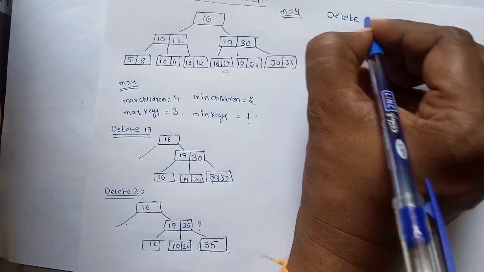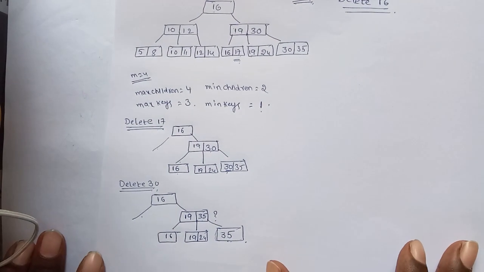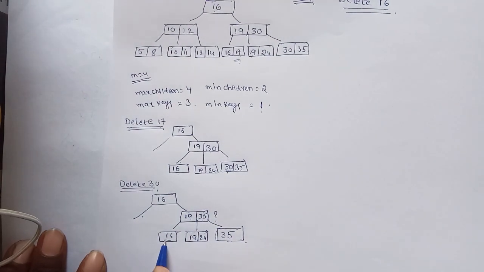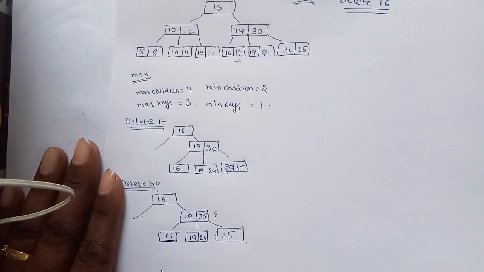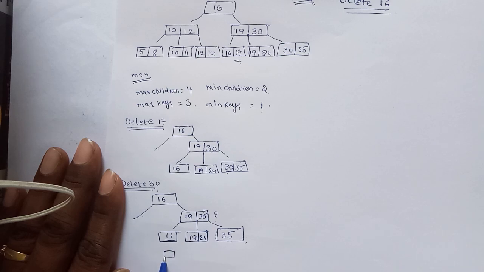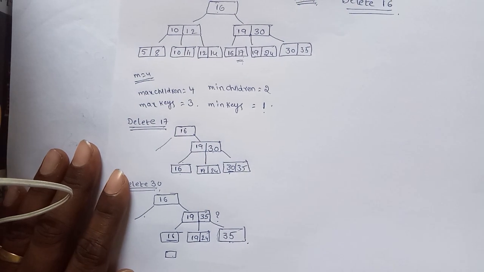Now move to another case. Delete 16. 16 is present at this level. After deleting 16, the node is empty. It violates the property. What will we do?